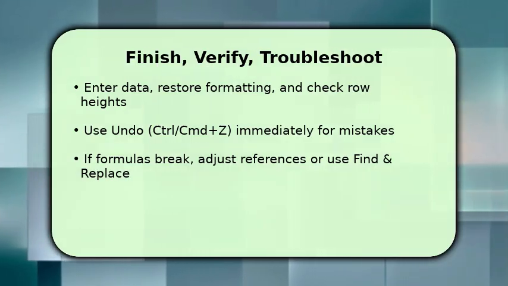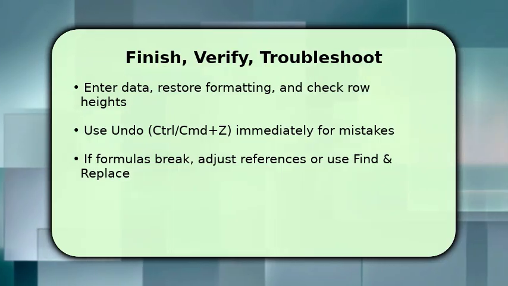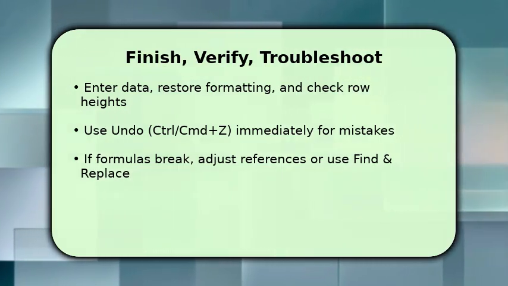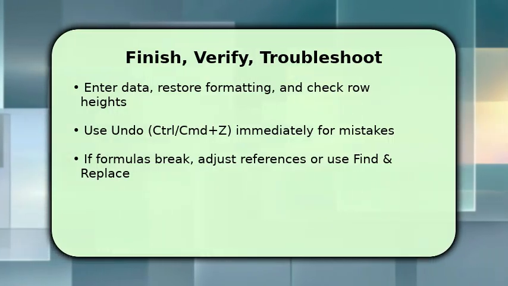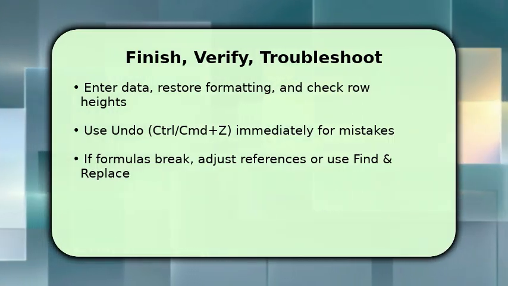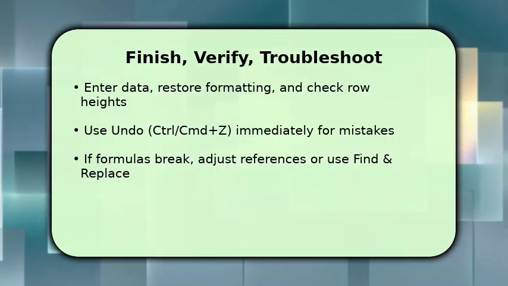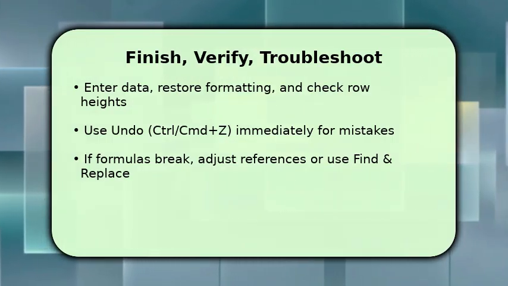If something goes wrong, use undo right away, and if formulas show errors, examine relative versus absolute references. Change A1 to $1 if needed. As a quick fix, use Find and Replace to correct shifted ranges or reapply formulas from a working row.